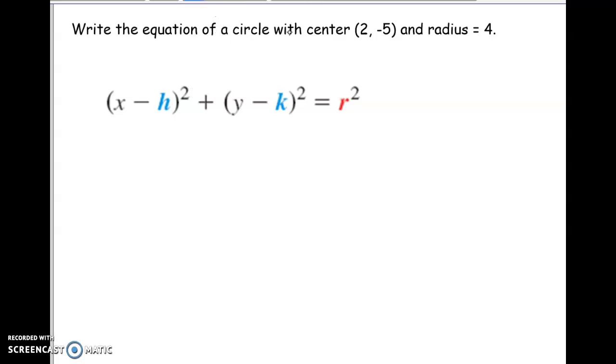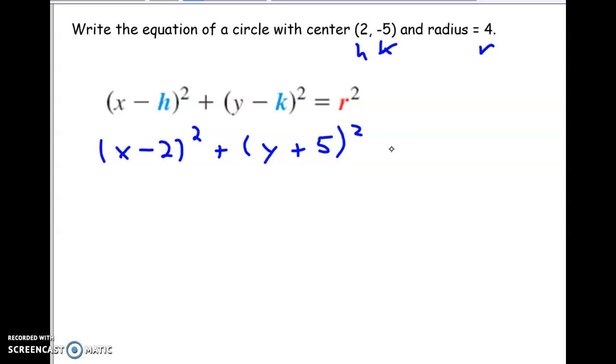Hopefully you got a chance to try it. So here are our h and k points, and here is our r radius, and we just got to plug them in. So it's going to be x minus 2 squared plus y, and then we're going to go minus negative 5, so that's going to become a plus 5 squared equals 4 squared, so this is radius squared, so it's just 16 on that side. And that's it. That's your formula.